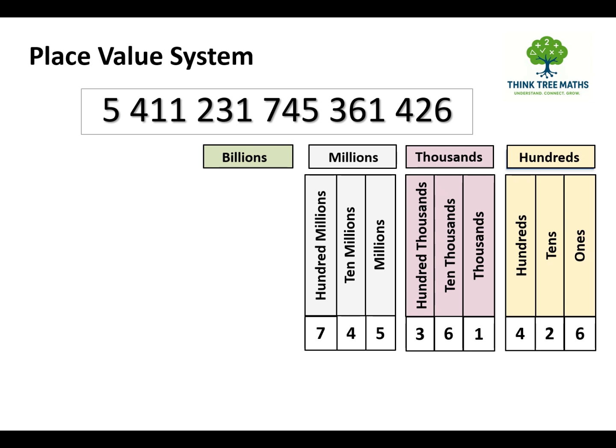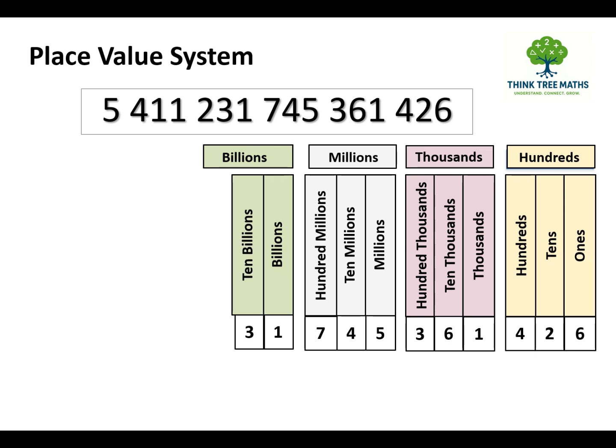745,361,426. Then it's billions. Billions are followed by 9 place values. So the number reads 1,745,361,426. 31,745,361,426. 231,745,361,426.